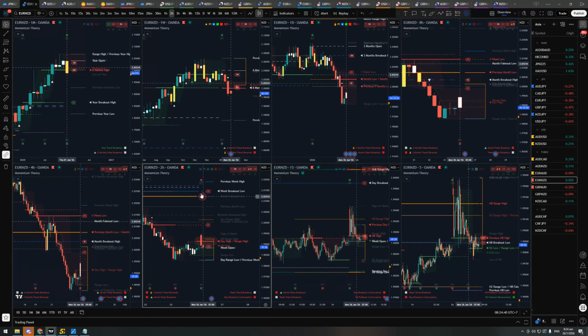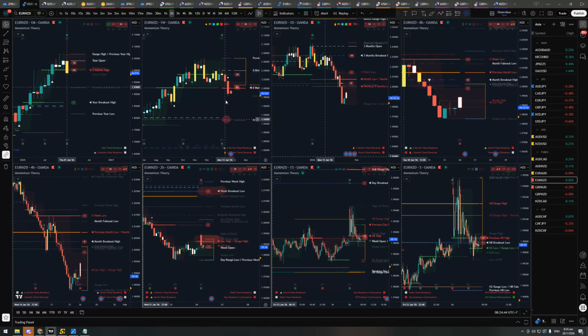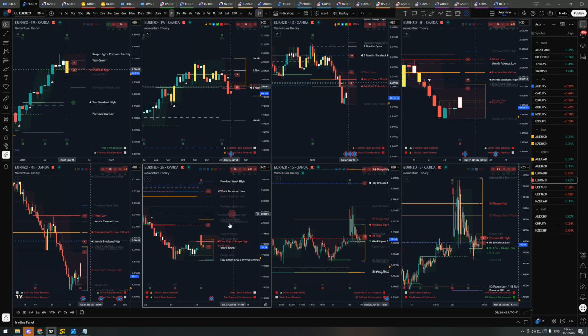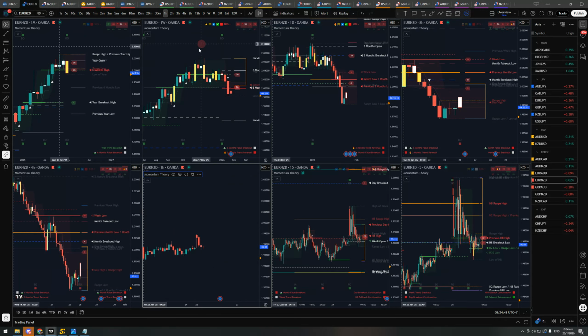So usually when I see that breakout level and the peak too far away, then I know that this is usually not the correct time frame to trade this. This is probably going to be a different time frame.